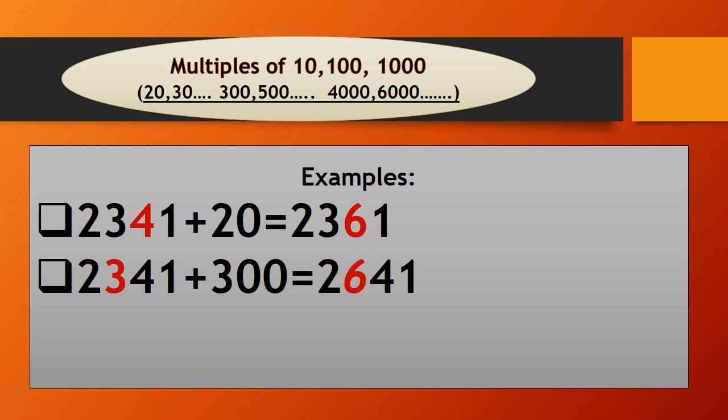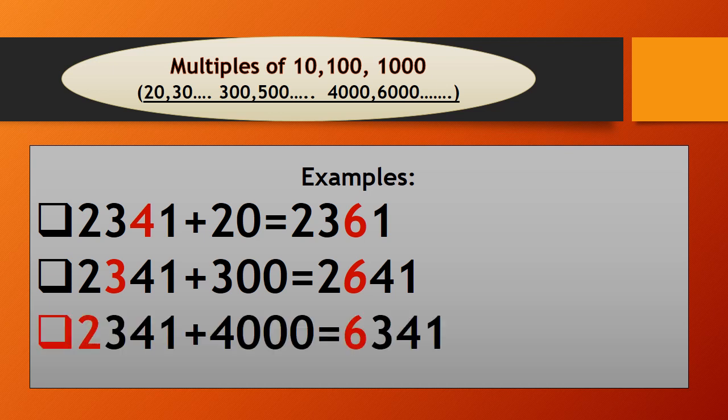Now if I have to add 300, then what to do? I have to look at the hundreds place number, and at the hundreds place I have digit 3 and it has to be added with 300. So it will move 3 steps forward. So the answer would become 2641. Let's learn one more example.